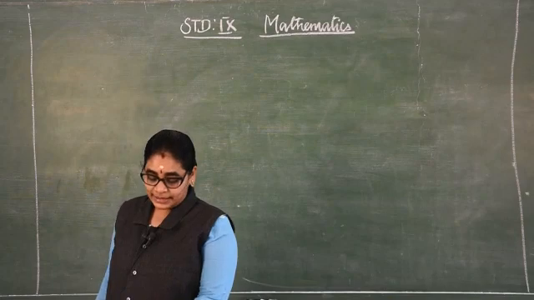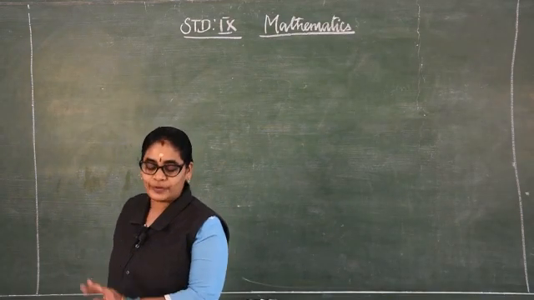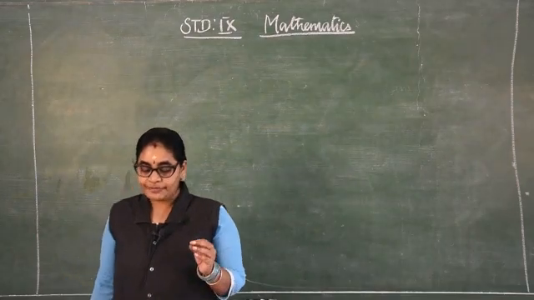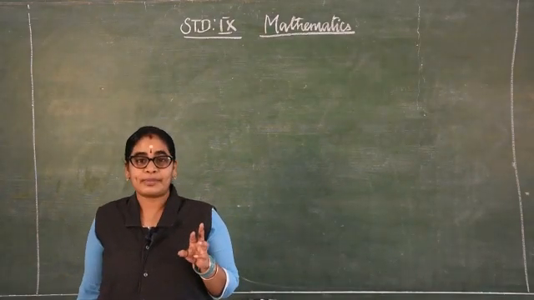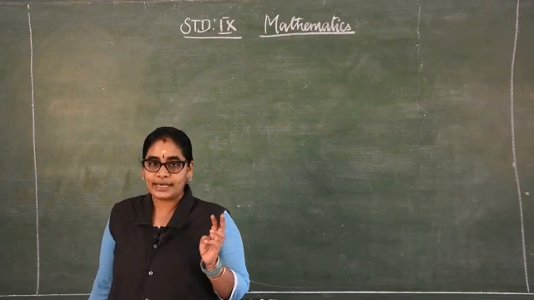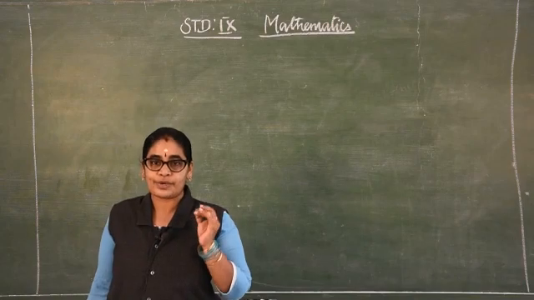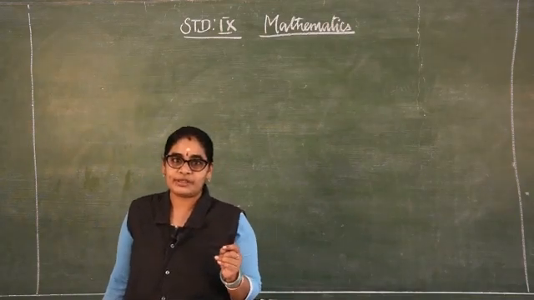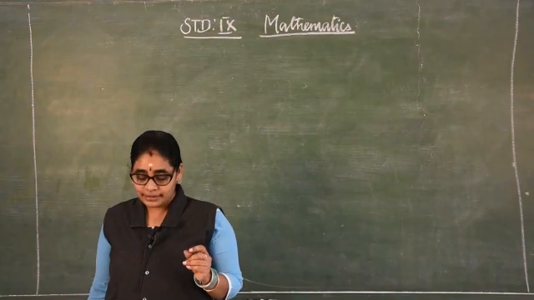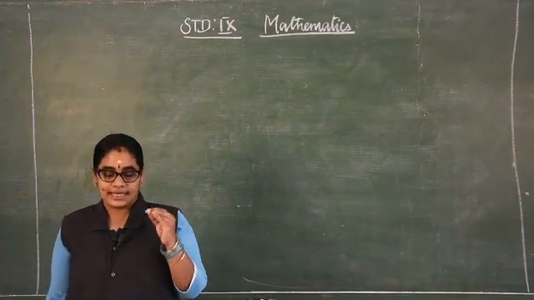We are going to see consistency and inconsistency of linear equations in two variables. If two equations a1x plus b1y plus c1 is equal to 0 and a2x plus b2y plus c2 is equal to 0 are taken, when a1 by a2 is not equal to b1 by b2, then we will say that it is a unique solution with consistency and has intersecting lines.